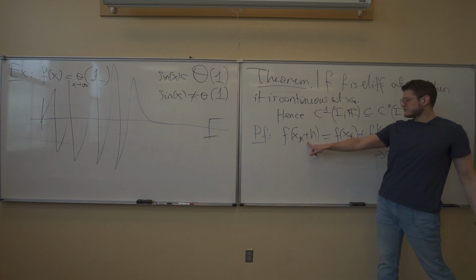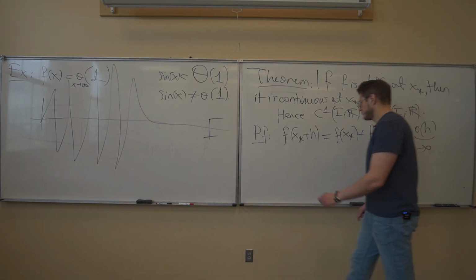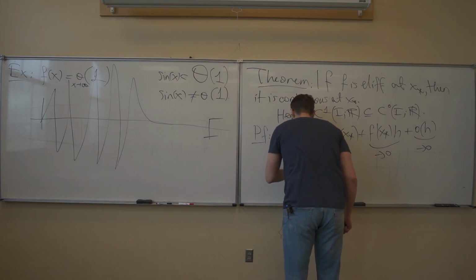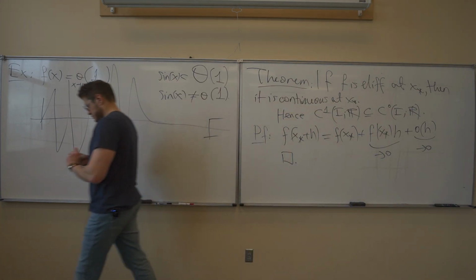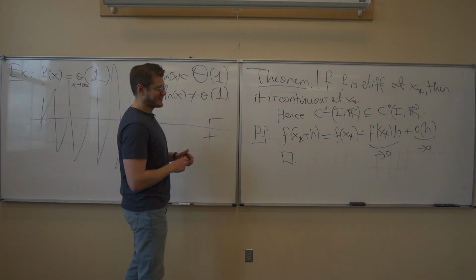Which means that this converges to this as h goes to 0. Okay? And that's the end. Okay? This is perfectly valid. It's a rigorous proof. Okay? Doesn't feel like it, I know, but I want you to get comfortable with this.